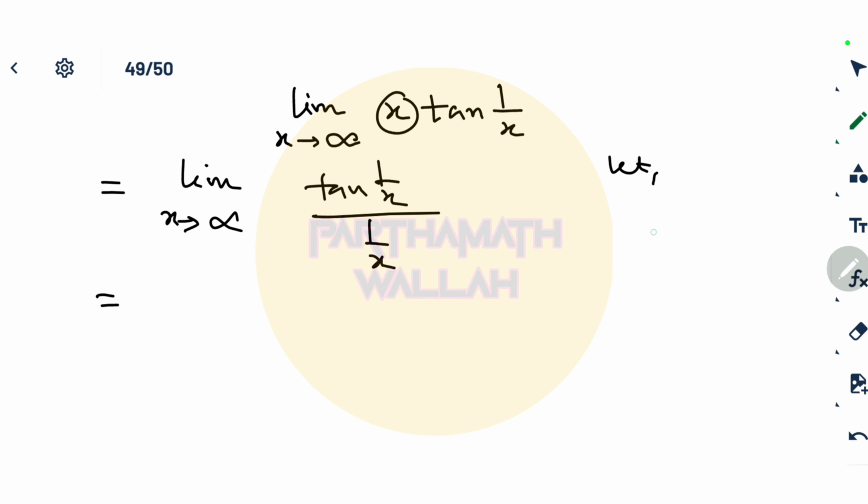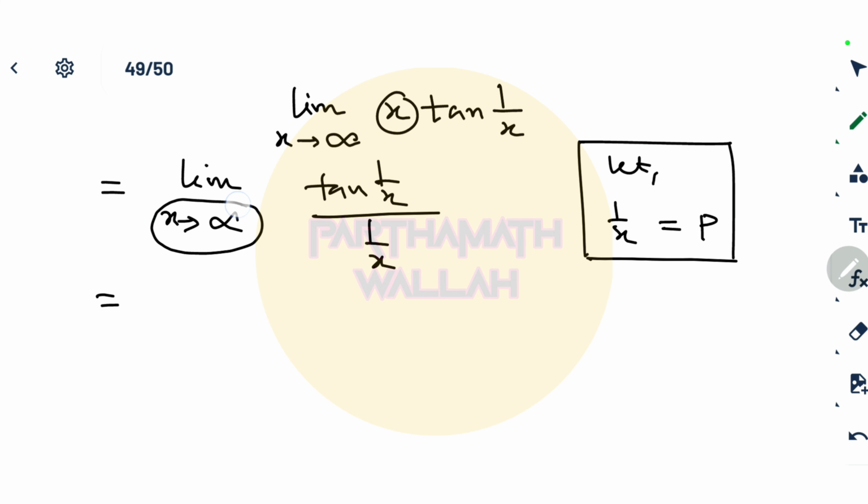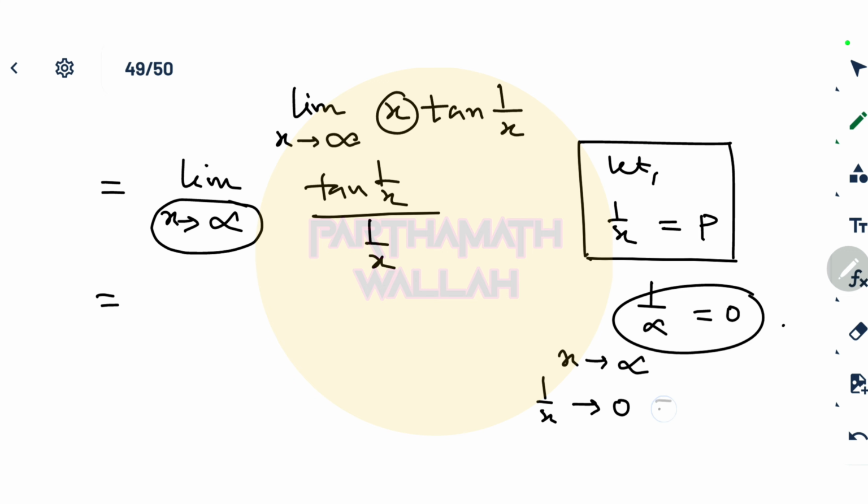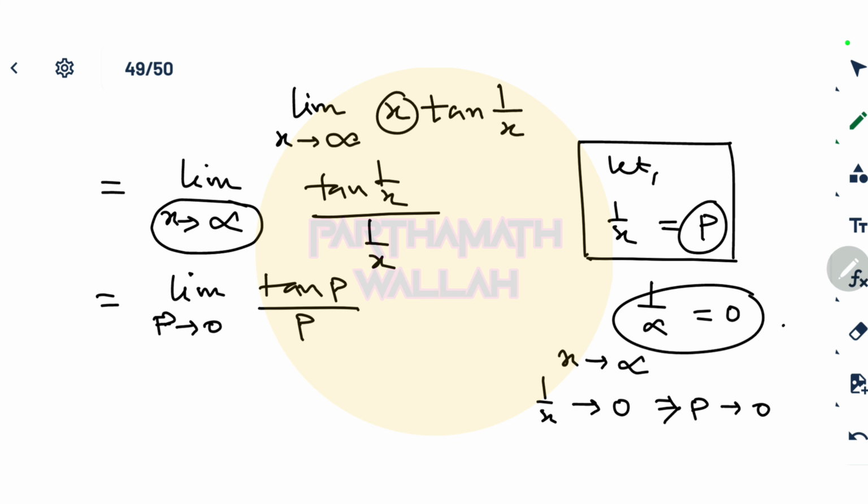Now let 1 by x equal p. This assumption is based on the given limit, x tends to what? Since it's infinity here, if we assume the reciprocal, then we will get 0, because we know that 1 by infinity is equal to 0. So if x tends to infinity, then 1 by x tends to 0, that is p tends to 0. Now our problem is limit p tends to 0, tan p divided by p.